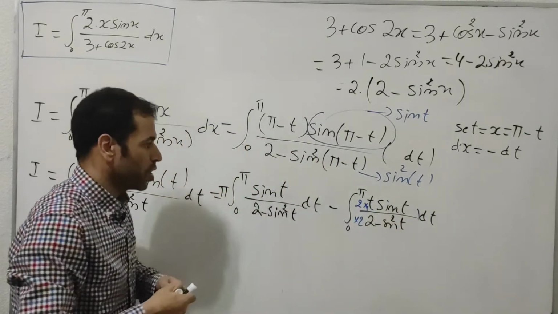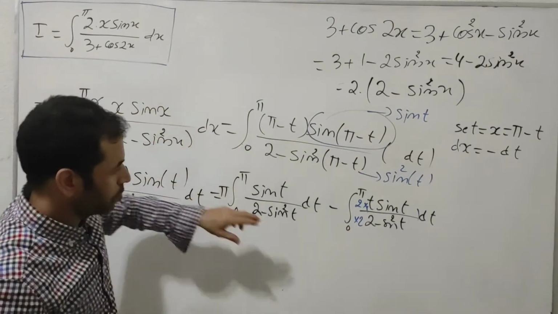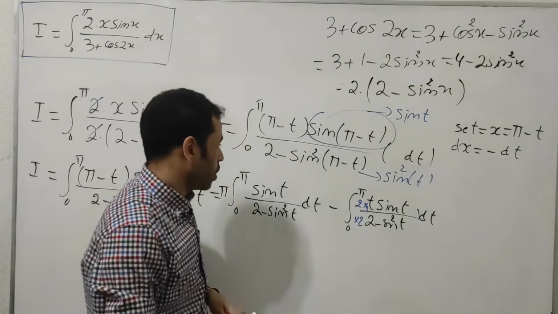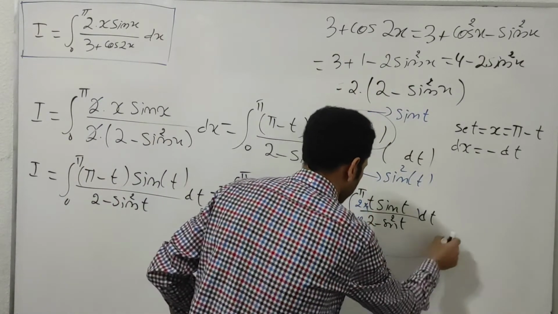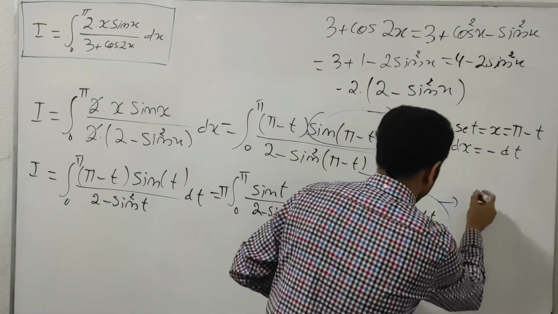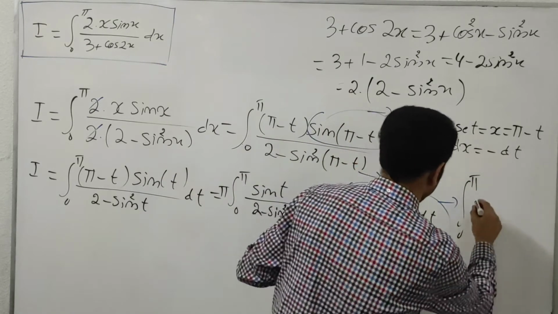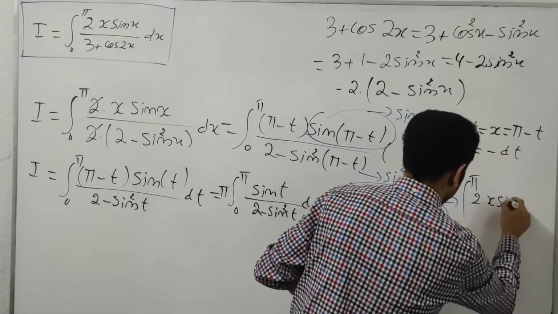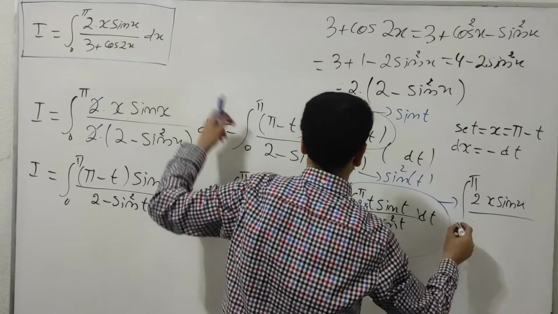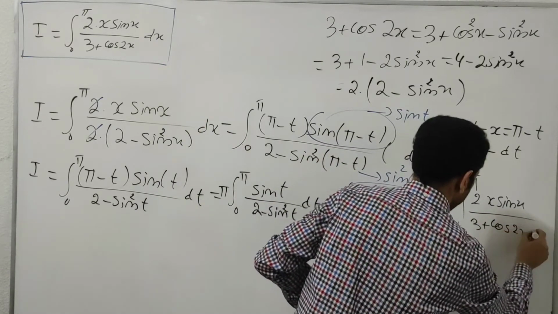If I'm multiplying the numerator and denominator by 2, it is taking us to the same denominator. By transferring this one also to this one, it is giving us this one, as you see. And also this integral becomes, from 0 to pi over 2, 2 x sine x divided by 3 plus cosine 2x dx.